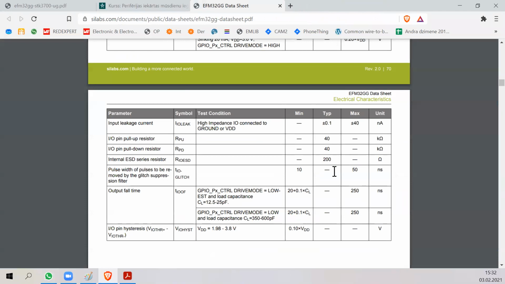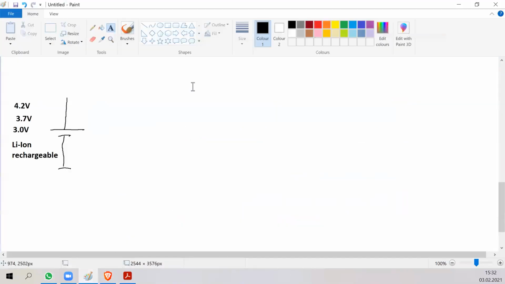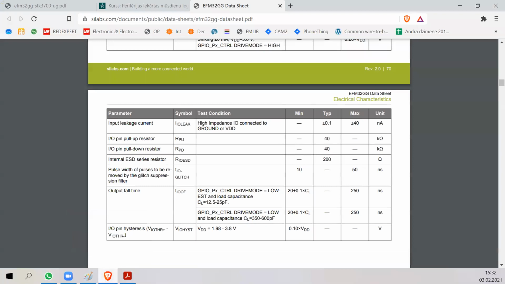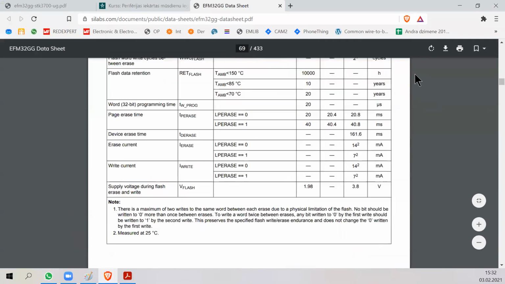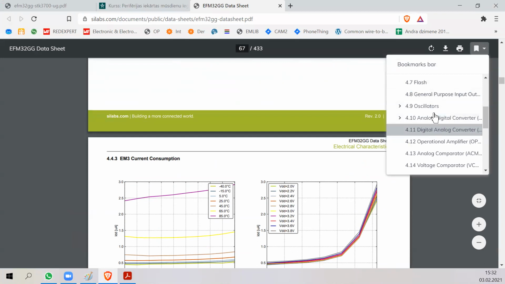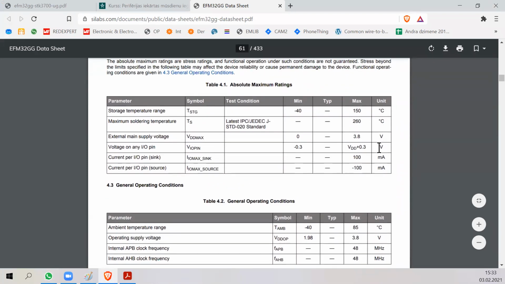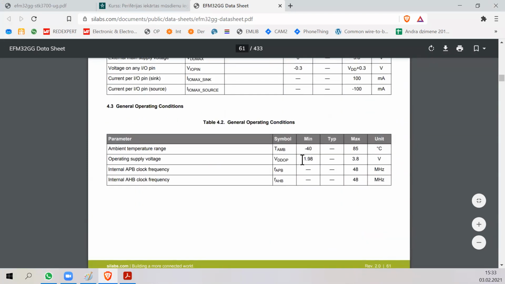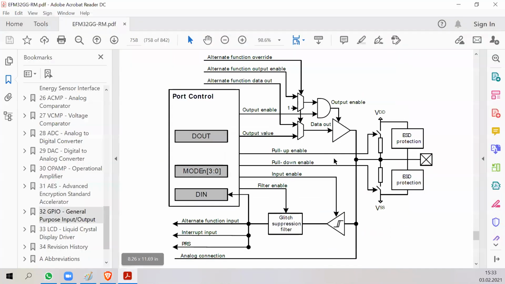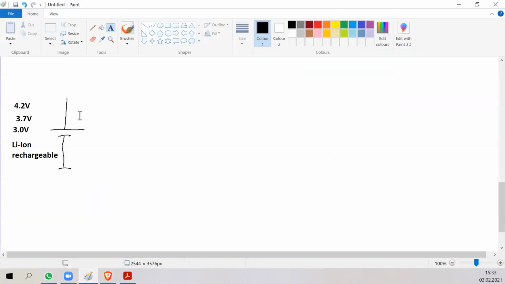But as we were talking, this battery can have 4.2 volts, 3.7 down to 3 volts. If we check out our microcontroller under general operating conditions, it basically tells here that this microcontroller works from 1.98 volts to 3.8 volts. So we cannot connect it directly to the lithium ion rechargeable battery.